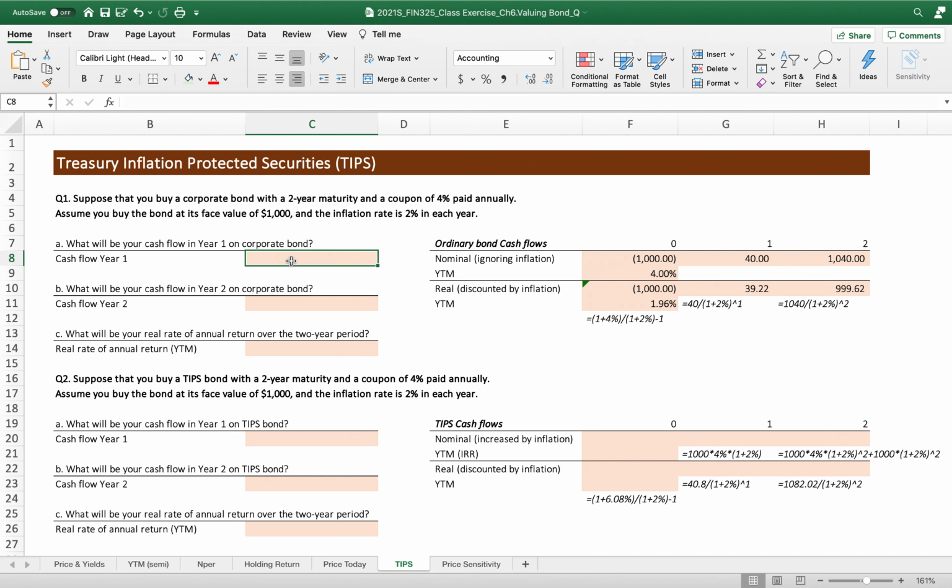So the answer is, what will be the cash flow in year 1? The cash flow in year 1 is $40. And then the cash flow of year 2 is, but what would be your real rate of annual return over the 2-year period? It is now 1.96%. Now we realize that the actual yield to maturity is very low, right? Not 4%, it is 1.96%.